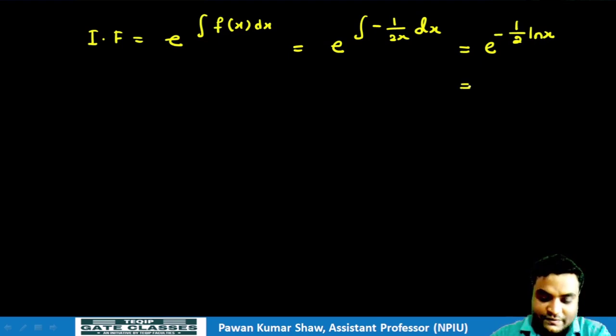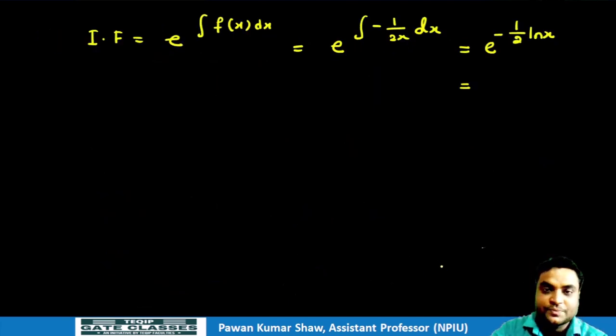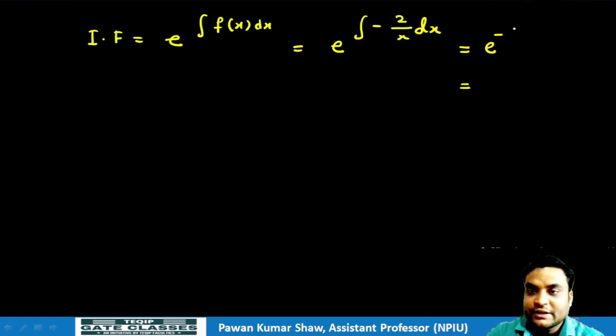So what will be the value of... just wait a second. Okay, here I have made a mistake. It's 4y by minus 2xy. Y will cancel. It's 4 by minus 2x. Sorry, please correct this one. It will be minus 2 by x. So the function will be minus 2 by x, which is a function of x. Sorry, here it will be minus 2 by x. So we can write minus of 2 log x.